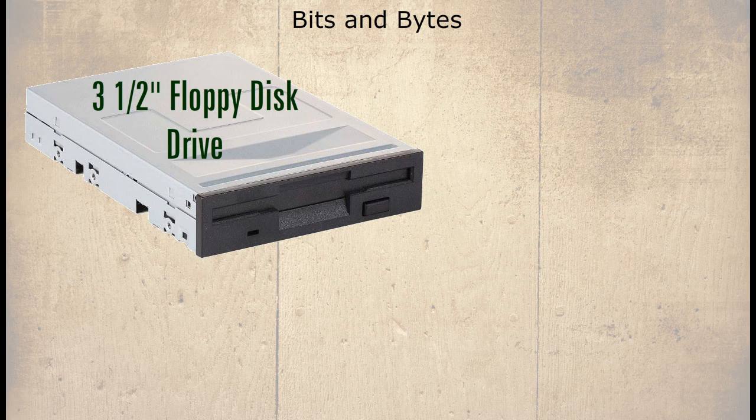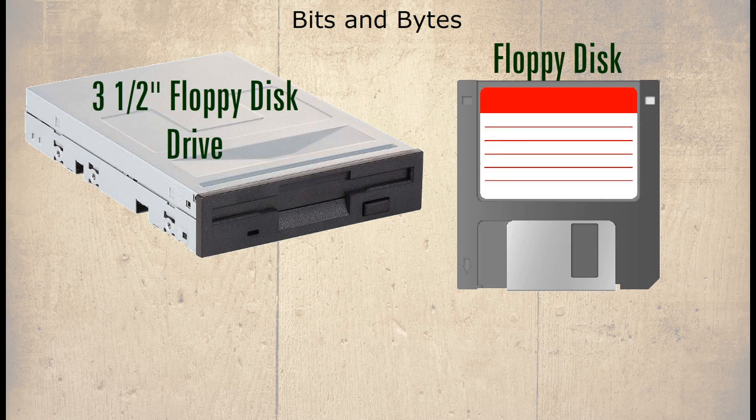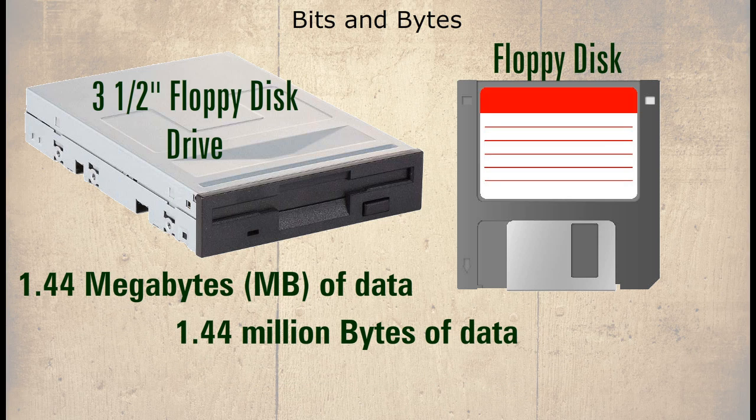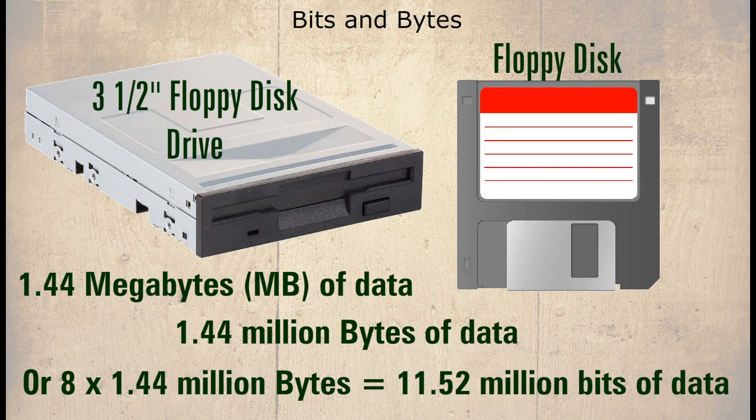The first storage device is the floppy disk drive. It stores information on a floppy disk. It can store 1.44 megabytes of data on each disk, or 1.44 million bytes of data. Or if we wanted to check how many bits, we would multiply this by 8, giving 11.52 million bits of data. Because this is still a small number in computer terms, we normally use bytes instead of bits when describing the storage capacity. We shall learn later how floppy disks can store this information.